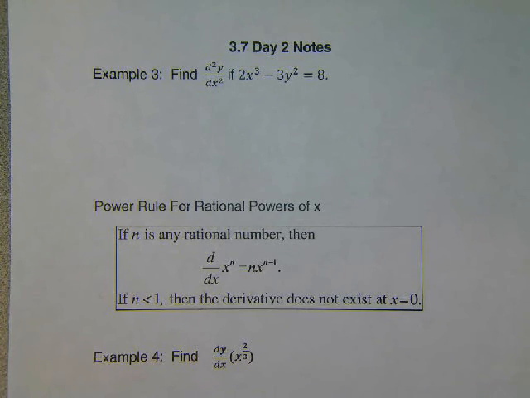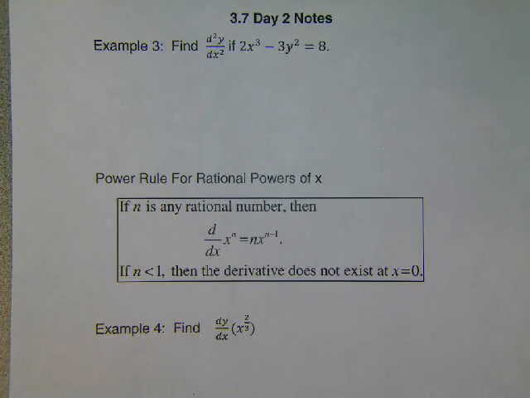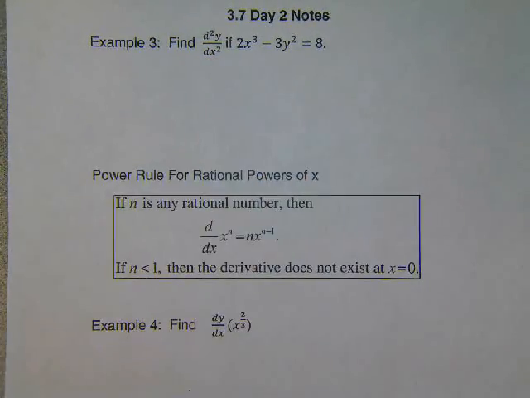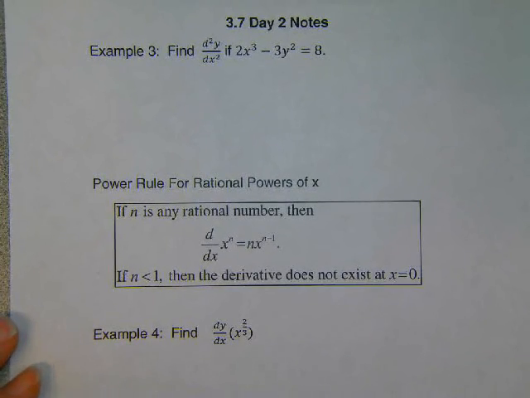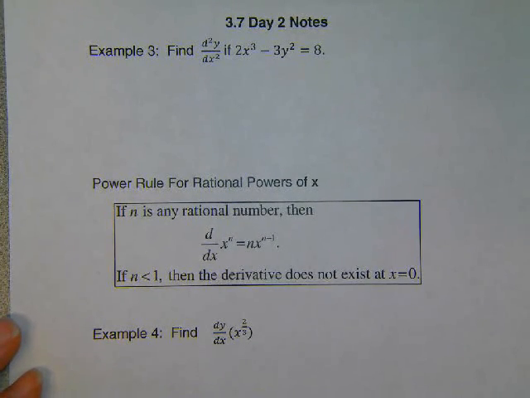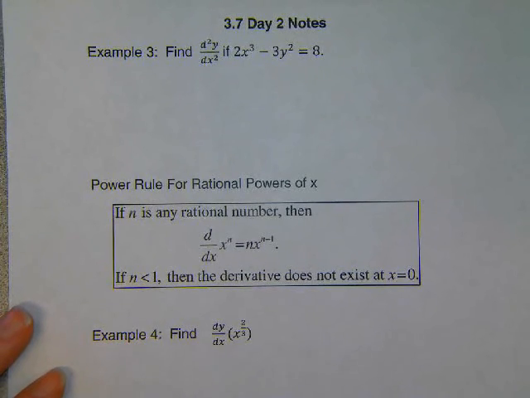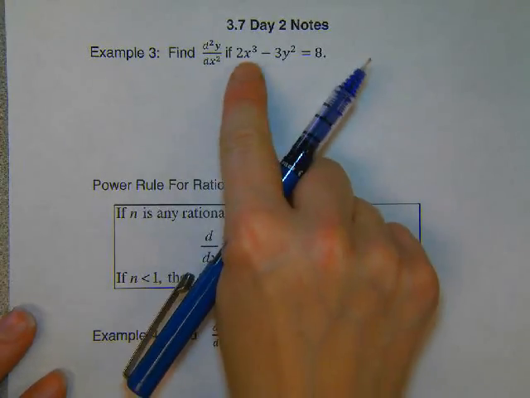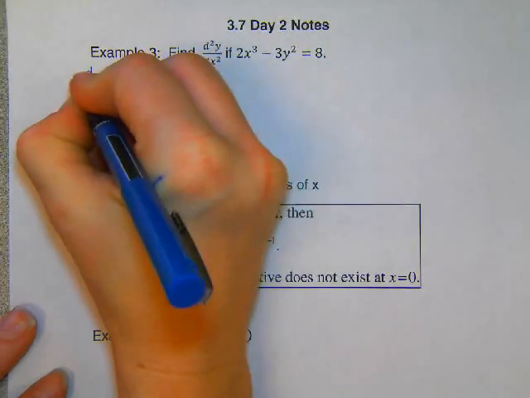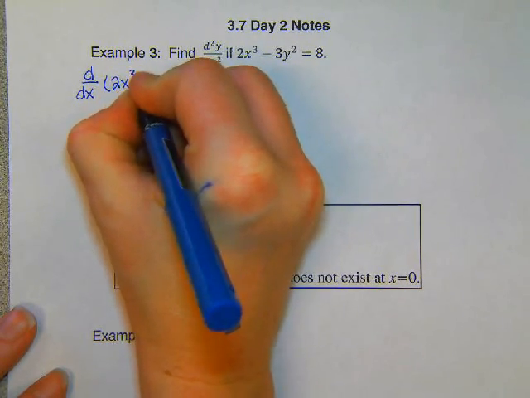Okay, so for our final example, example 3, we're going to do d squared y over dx squared, and what that means is it's the double derivative. So we're going to do the same thing we were doing with implicit differentiation, and now we're going to do it twice with one kind of little trick.